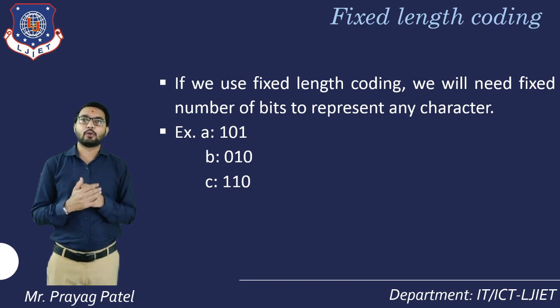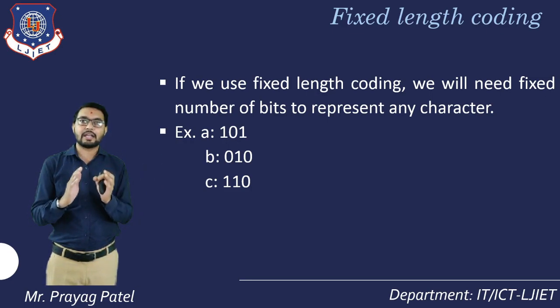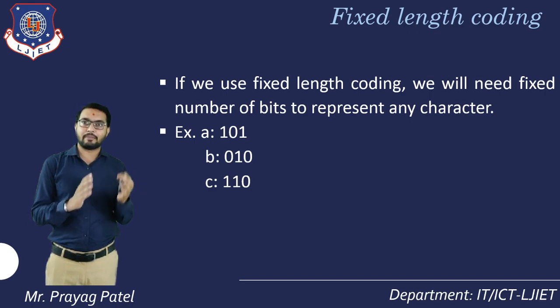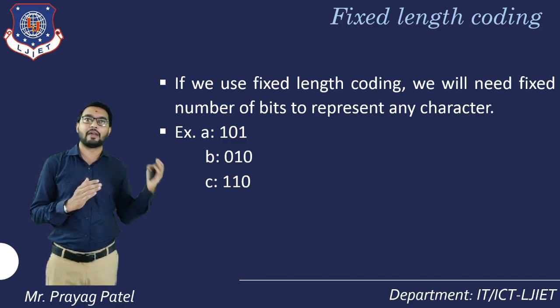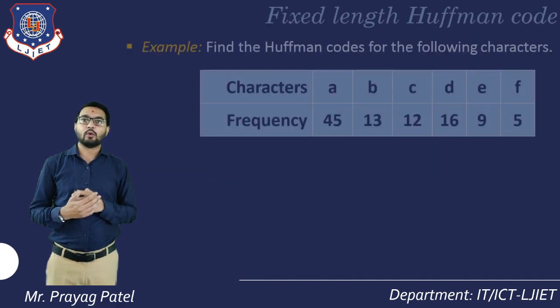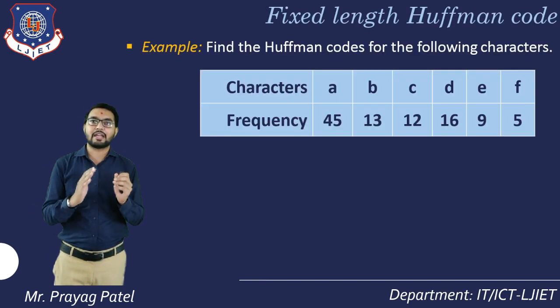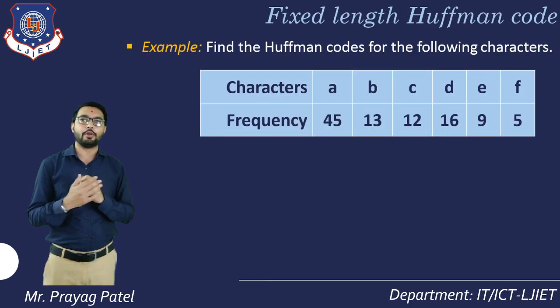In variable length encoding, we can consider A as length 1, B as length 2, C as length 3, like this. So if each and every character has the same length, then it is considered fixed length encoding. If each and every code does not have the same length, then it is considered variable length encoding. Now consider one example for understanding the fixed length Huffman code.